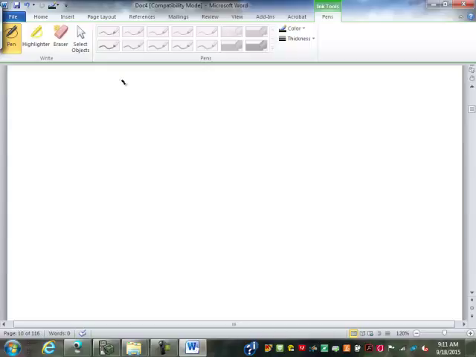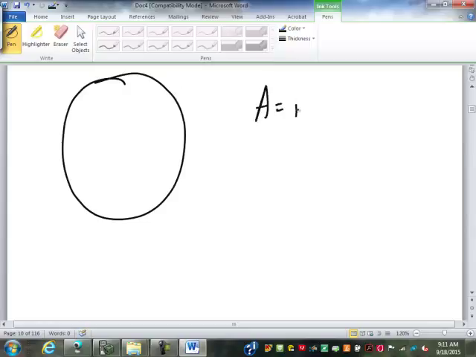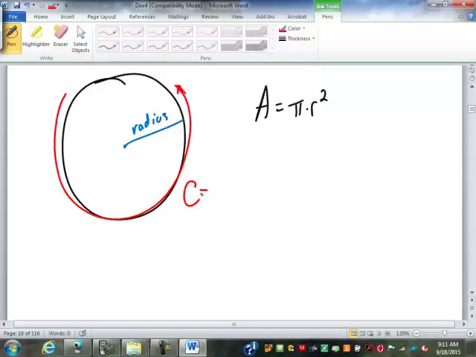Let's step it up a bit. We talked about circles a little bit before. Area of a circle. Okay, we all know that the area of a circle is pi times radius squared, pi r squared. The radius is the distance from the center out. We've talked about the circumference being pi times diameter, or 2 times pi times the radius, because the diameter is just 2 times the radius, right? So I replace the diameter with twice the radius.